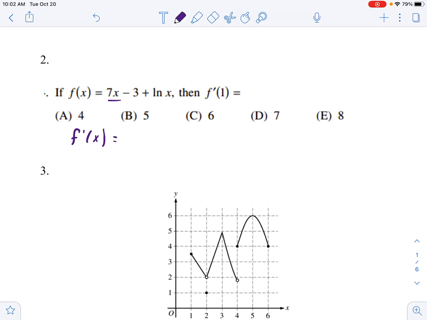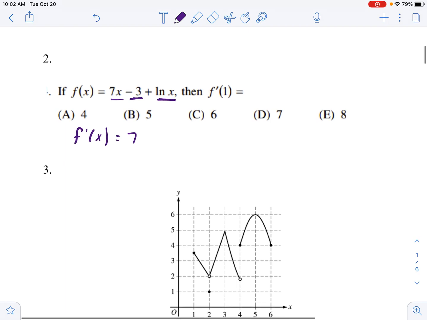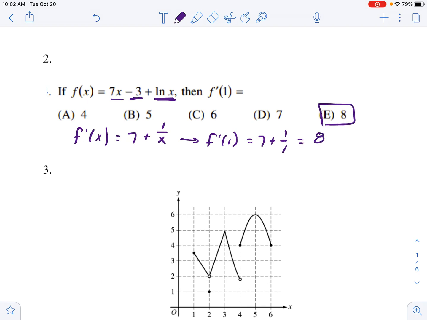So the derivative of 7x would just be 7. The derivative of the 3 is 0 because it's a constant, but watch this function. The derivative of ln of x, 1 over x. So there's our first derivative, and now we can evaluate at 1. And it looks like we get back 8. Okay, so the slope of that function at 1 is 8.